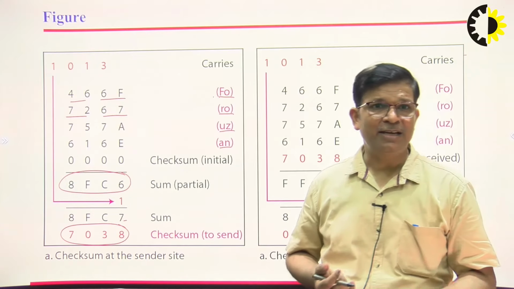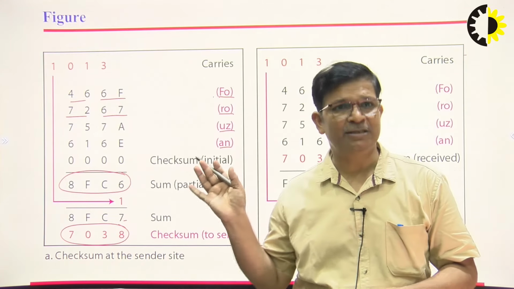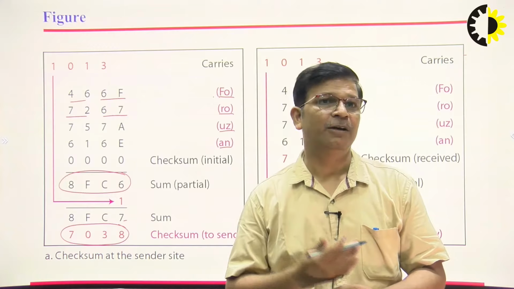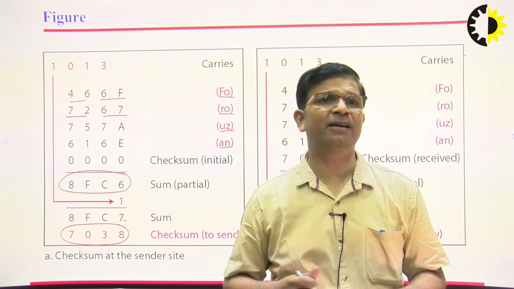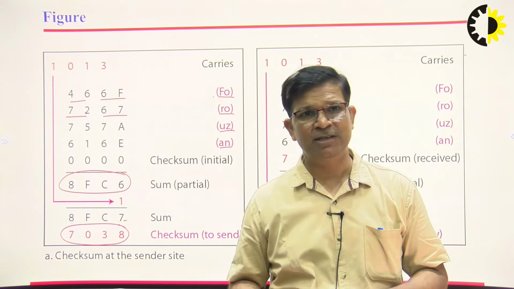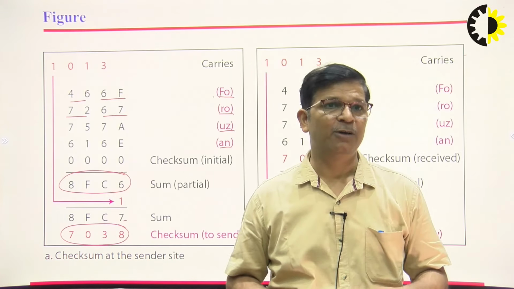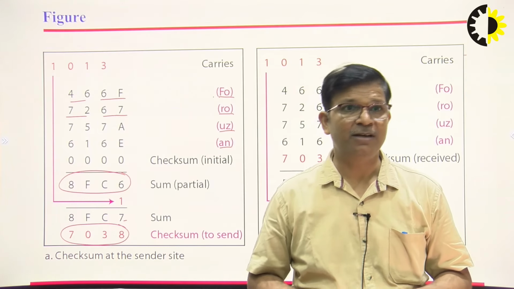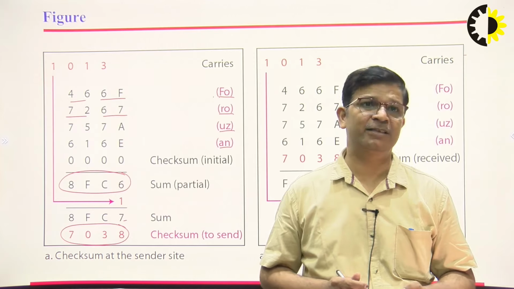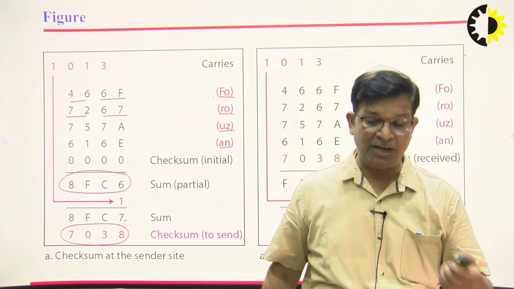The next technique is Hamming distance. How many bits have been changed during the data transmission? If one bit has been changed, then it can be detected and corrected very easily. If more than one bit has been changed, then it can be detected, but it is not easy to correct it. Another method is CRC, cyclic redundancy check, which is very important.